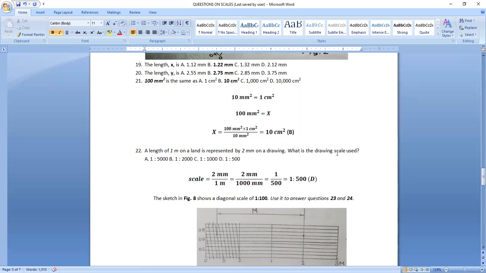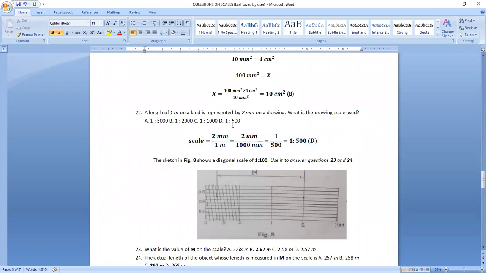What is the scale used, or what is the drawing scale used? Here we have length on drawing over actual length. The length on drawing is 2 millimeters and the actual length is 1 meter. So by calculation, the scale used is 1:500. Option D is the answer to the question.